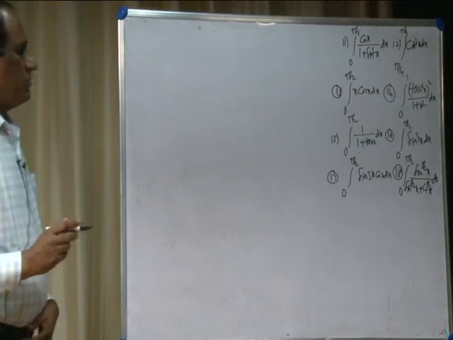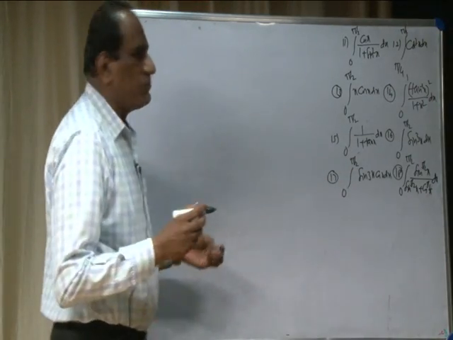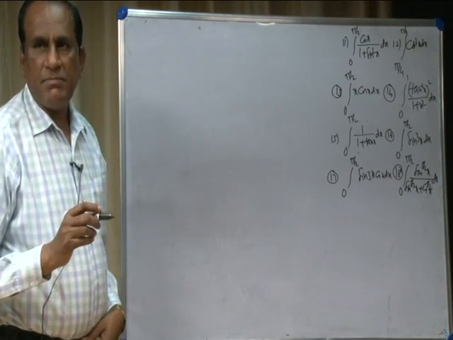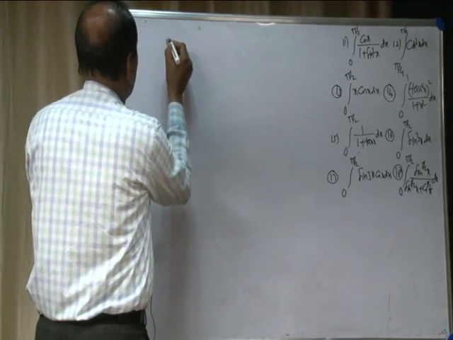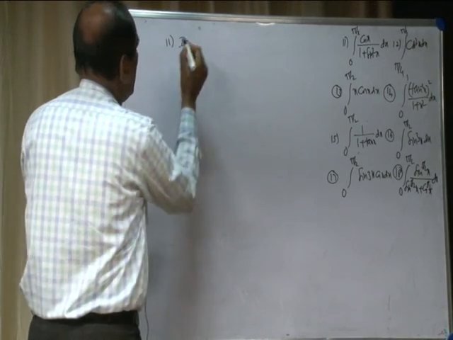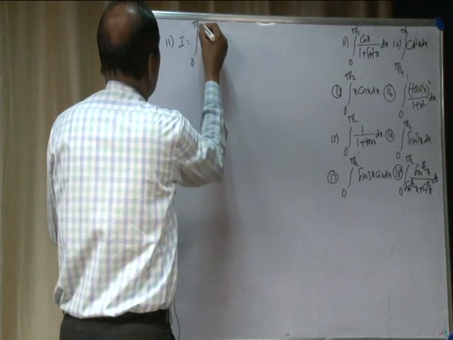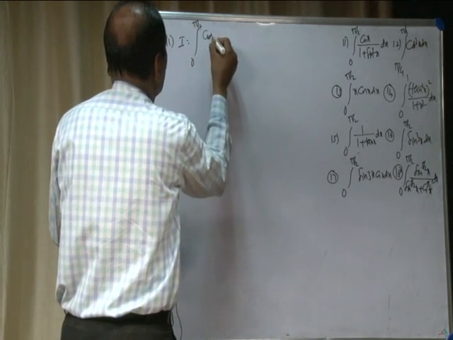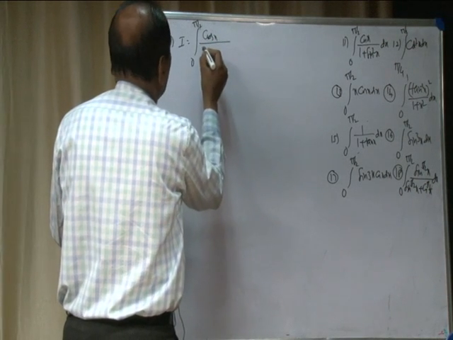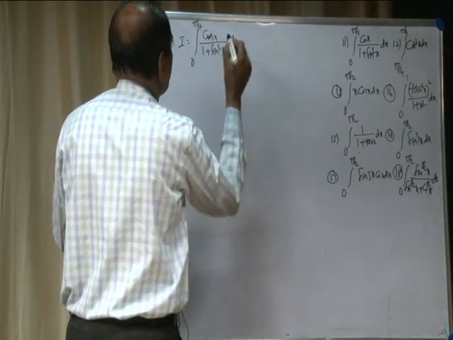So, how to work out problems? These are problems of different types, that is substitution method, integration by parts, etc. So, consider one by one. Problem number 11: I is equal to integral from 0 to pi by 2 of cos x divided by 1 plus sin square x dx.